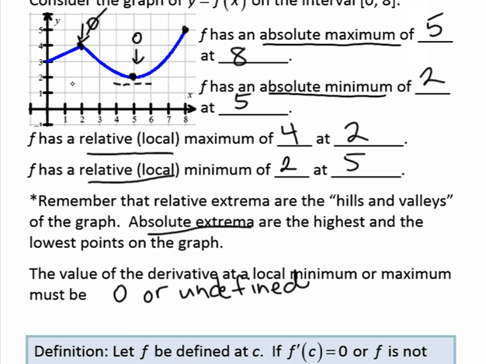So a cusp, which is something like this, a sharp point, that's called a cusp, is where we have continuity but not differentiability. So that's important to remember.